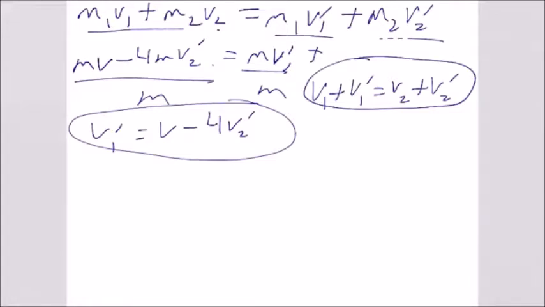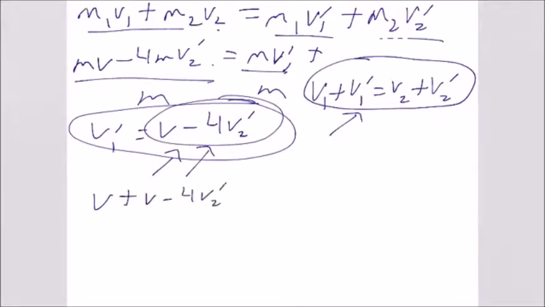So now what we're going to do is take what we derived from the momentum equation, and substitute it into this equation for v1 prime. Our initial velocity of our first object was v. For v1 prime, we're going to substitute this. So that's going to be v plus v minus 4 v2 prime equals v2. And remember, v2 is the initial velocity of the second object. That was 0, so we don't even need that term. Plus v2 prime.